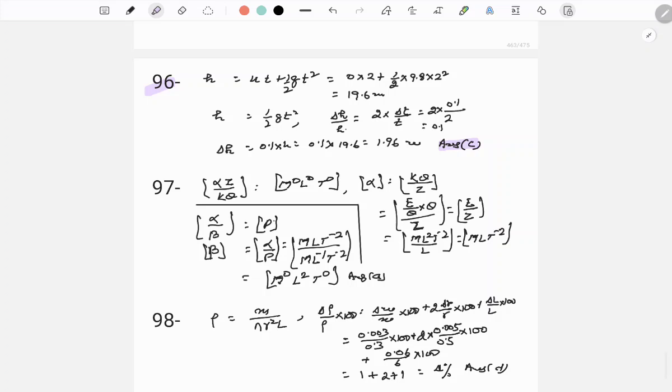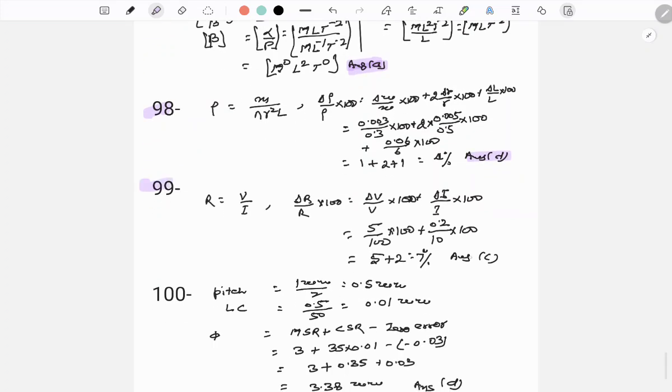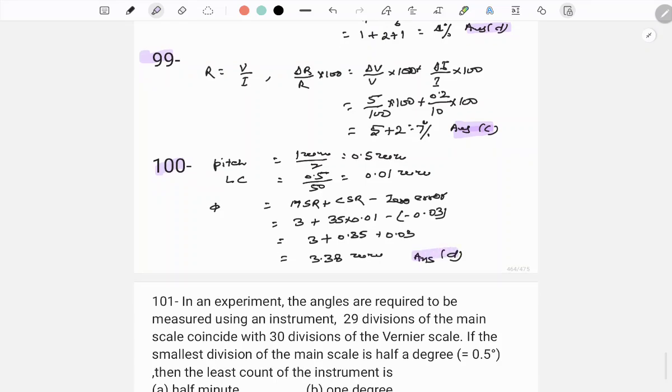96th answer is C, 97th answer is A, 98th answer is D and 99th answer is C, 100th answer is D.